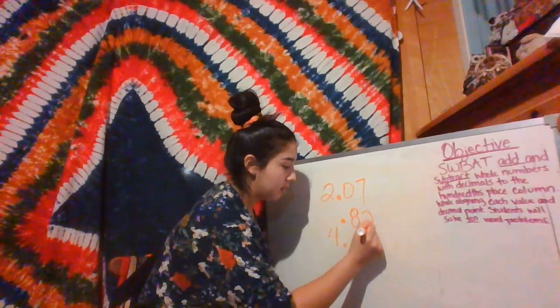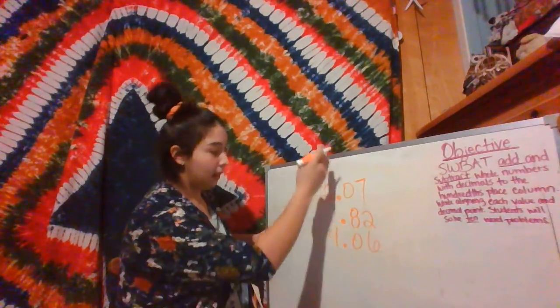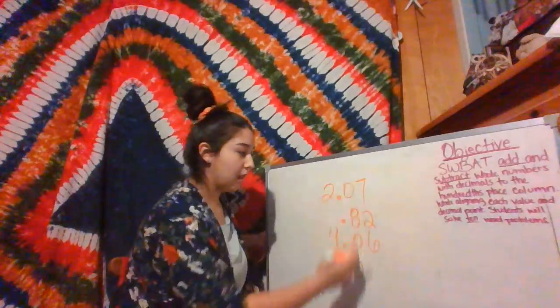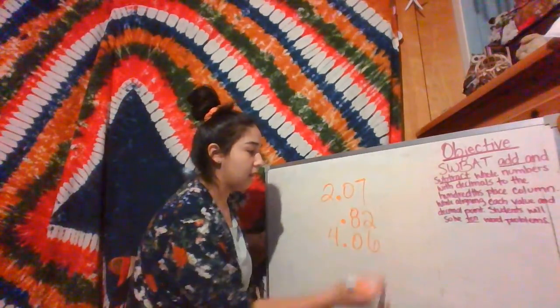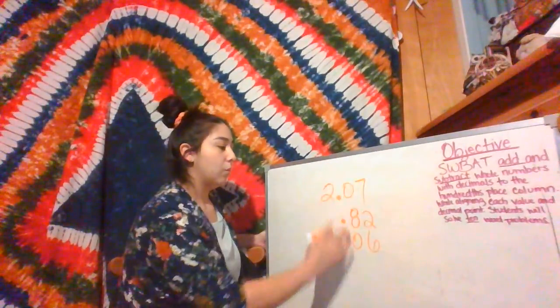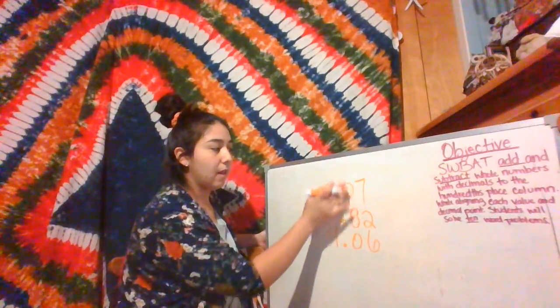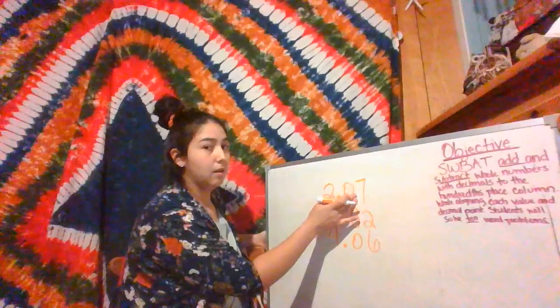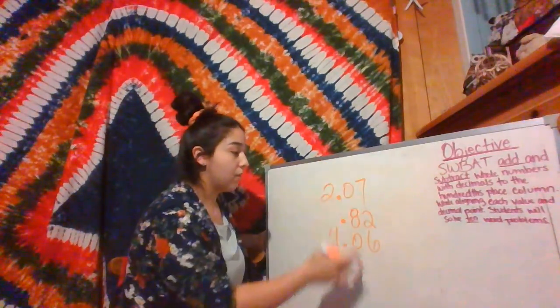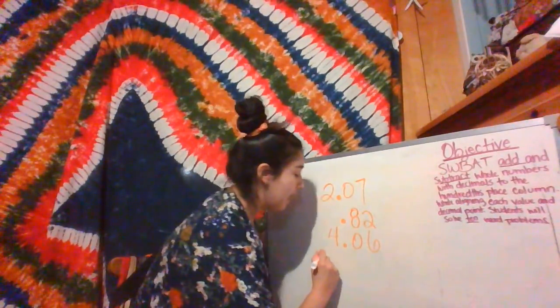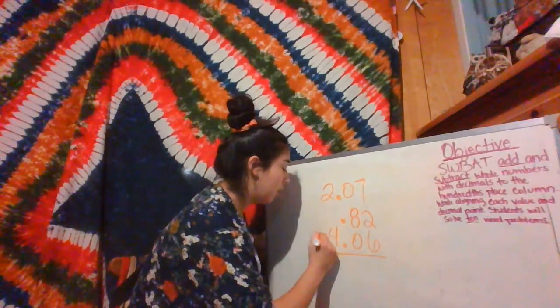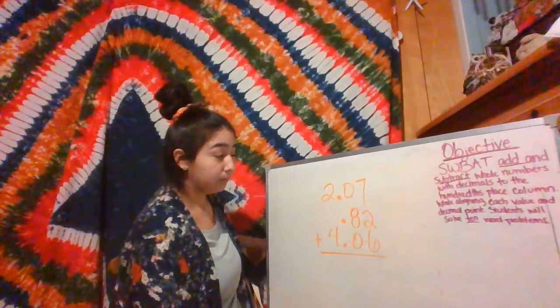Now, what are we going to be doing? Making sure we're aligning our decimal and aligning our place value. That's right. Which place value is this? The 7. What place value is the 7 in? The hundredths, that's right. Now we're going to be adding all the money she found.